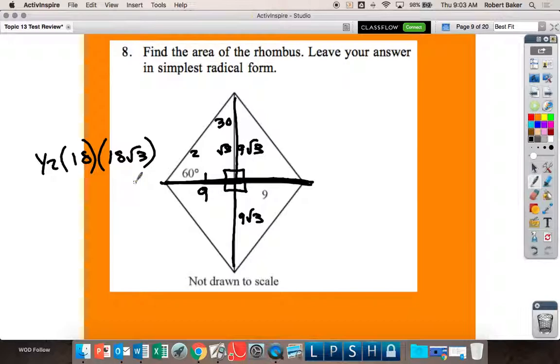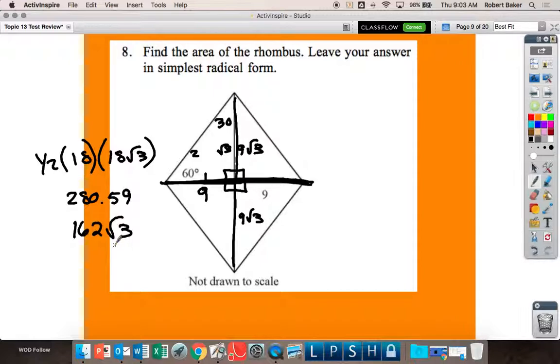You get a decimal answer of, can't do that. Or you get a radical answer. Finding that radical answer, if you do 0.5 times 18 times 18, you get 162 with the square root of 3. And if you do 162 square roots of 3, you get the exact same answer if you type it in.